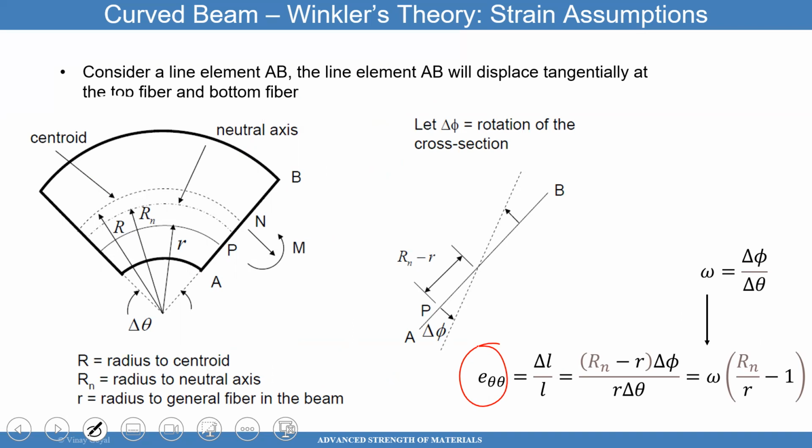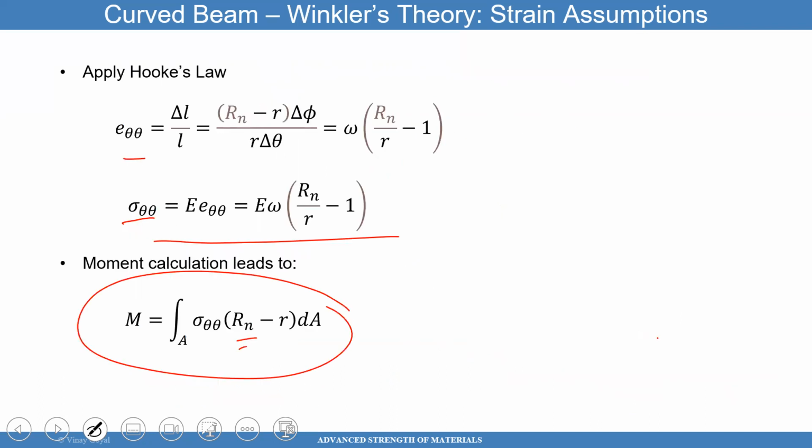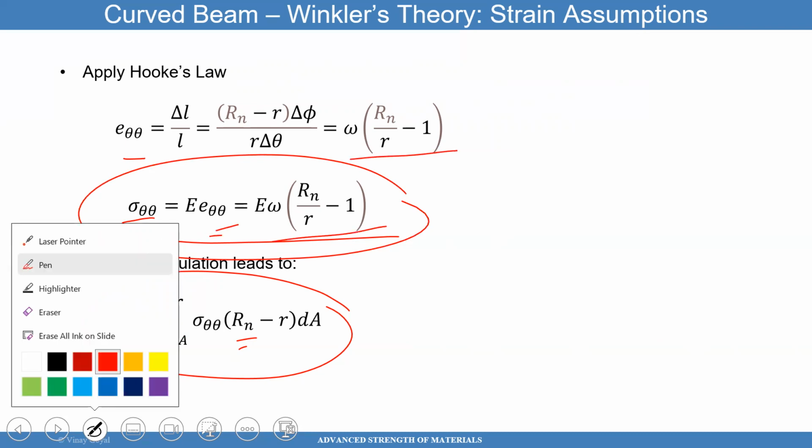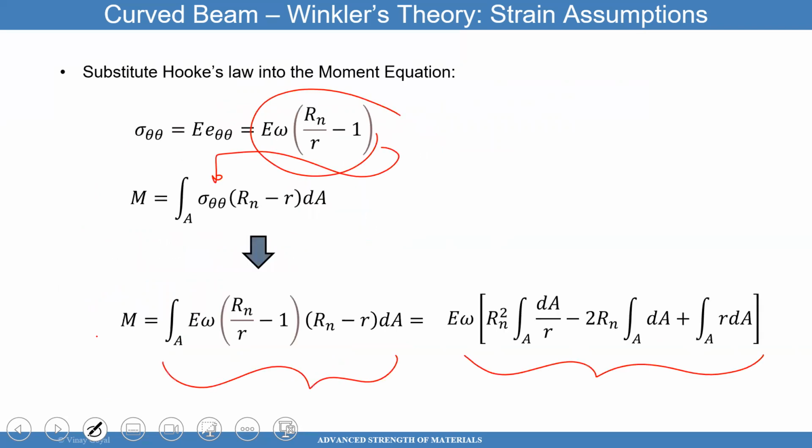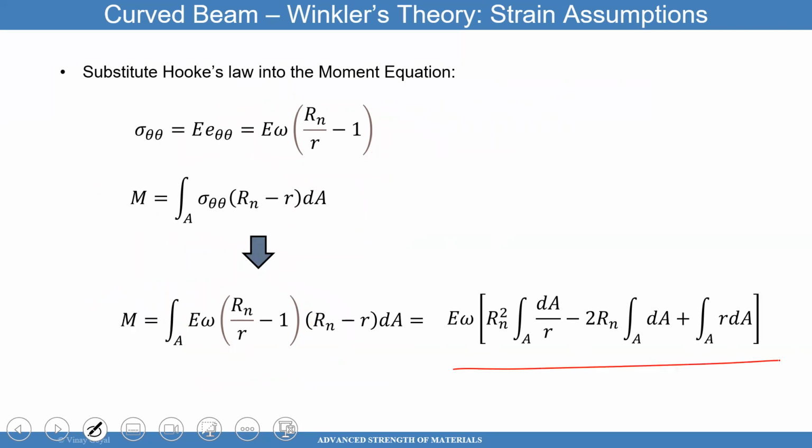Original length is known as R times delta theta. And then he assumed this moves by delta phi, and that's just pure geometry to figure out what the change in length is. That's all that happened there. Then the stress is just the modulus times the strain. I know epsilon theta theta from this equation, plug it in to get sigma theta theta. And now I can calculate moment. Once I know moment, I can plug in the hoop stress here, multiply everything out, and when you do, you get this formula.